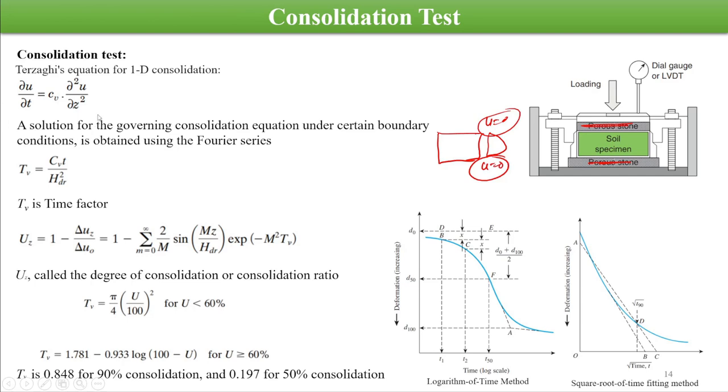While we solve this equation, we come up to a term that is called the time factor, TV. The formulation for TV is CV into small t, that is time, upon H square, where H is the length of the drainage path, right?